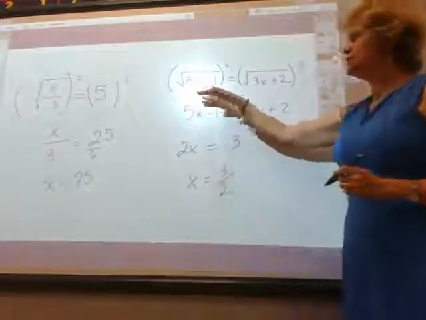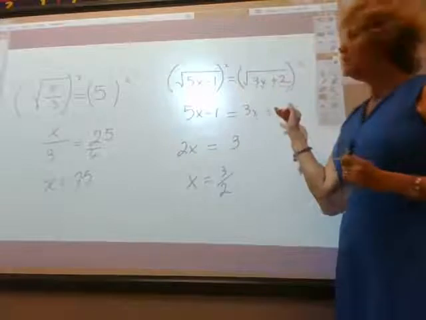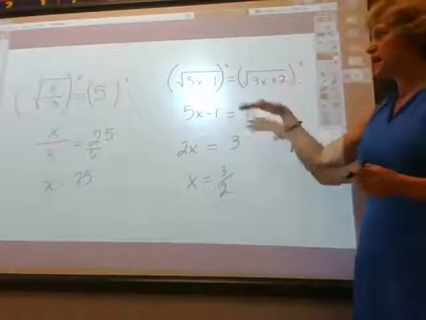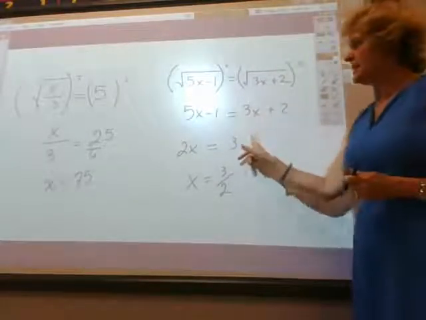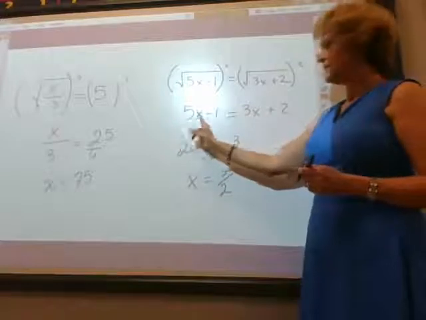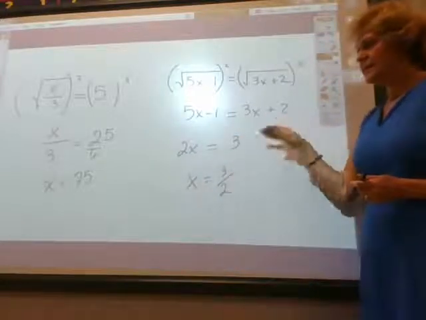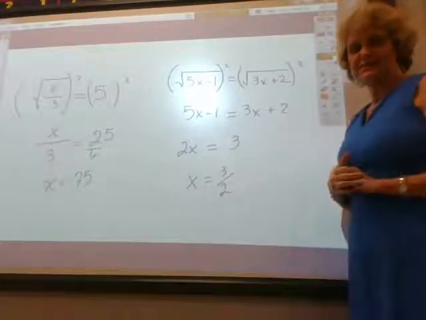All right, over here I had two radicals equal to each other, so I squared both sides. The radicands came out. I subtracted 3x, I added 1, and I divided by 2.